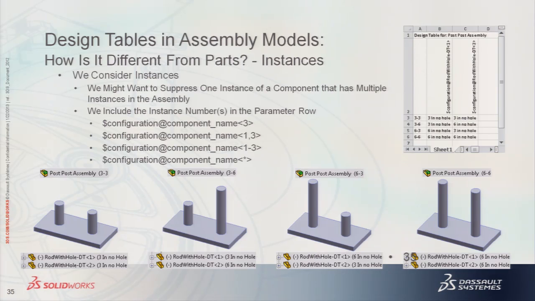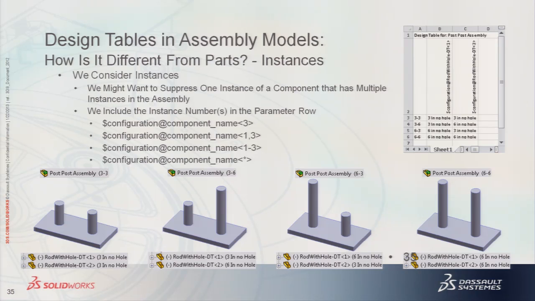The second thing that's different is instances. This is a SolidWorks term. This is the little number that shows up after your components. You put the first component in, it gets a little 1 next to it. You put the second component in, it gets a little 2 next to it. These are just instance numbers that SolidWorks applies so that it knows which one you're talking about.